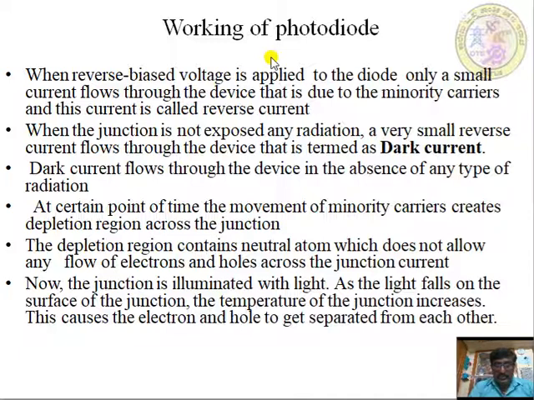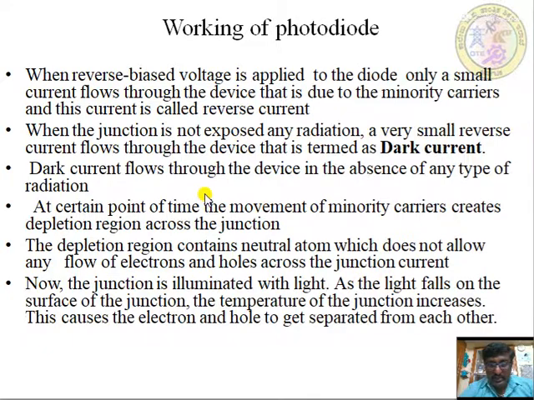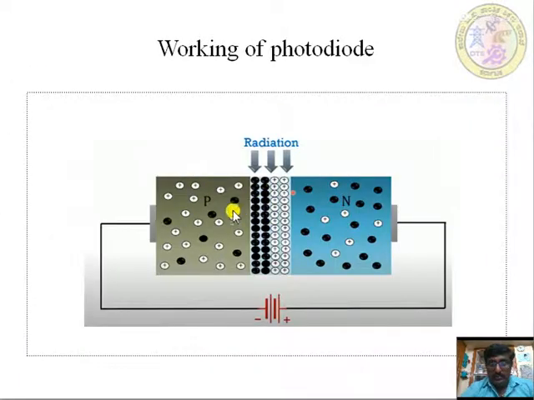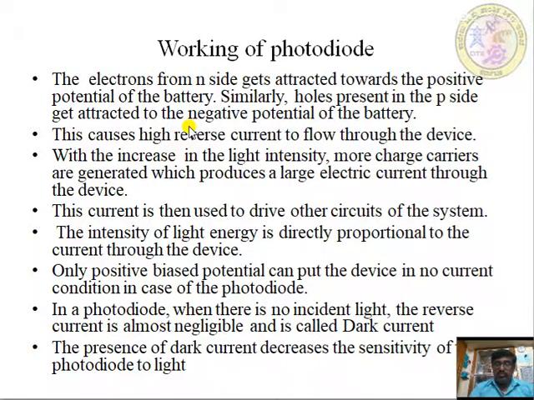Now the junction is illuminated with light. As the light falls on the surface of the junction, the temperature of the junction increases. This causes the electrons and holes to get separated from each other. Next, the electrons from the N side get attracted towards the positive potential of the battery, and similarly the holes in the P side get attracted to the negative potential. This causes a higher reverse current to flow through the device.